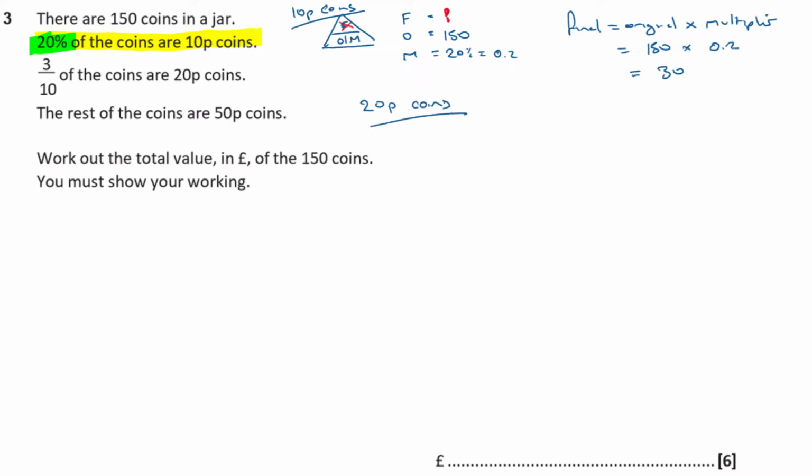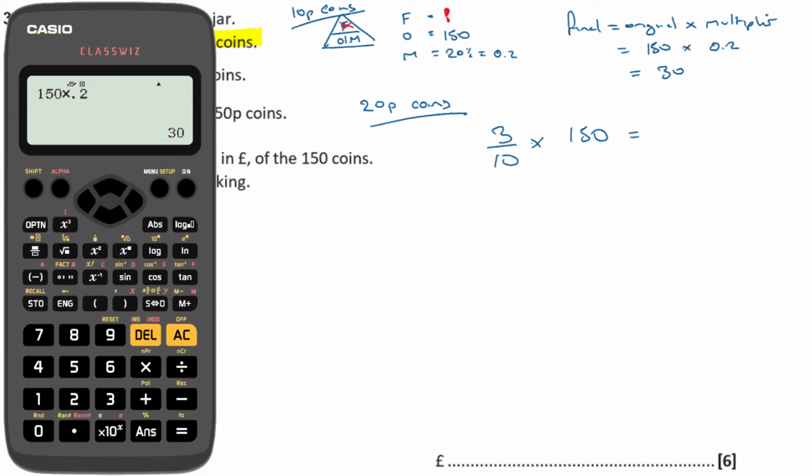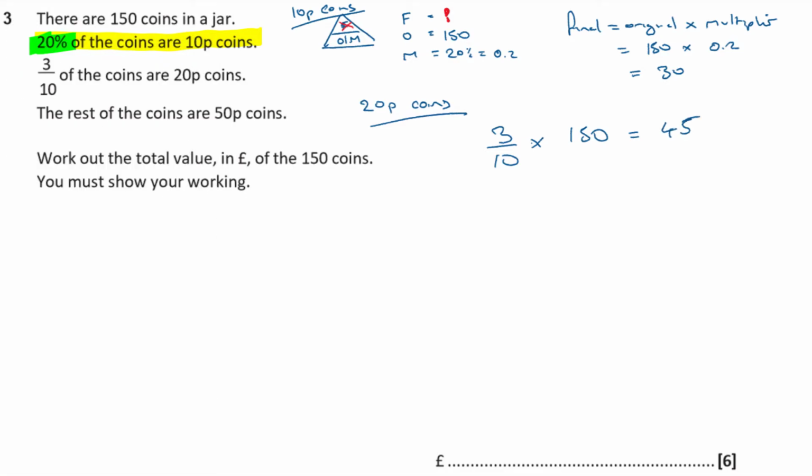How many of those have we got? 3/10 of the coins are 20p coins. So the number is going to be 3/10 of 150. You can just do that on your calculator, or you can do it in your head if you're quick. You can use the fraction key to type in 3/10 times 150, but I know that 150 divided by 10 is 15, times by 3 is 45. So for me, it's just as quick to do it in my head.